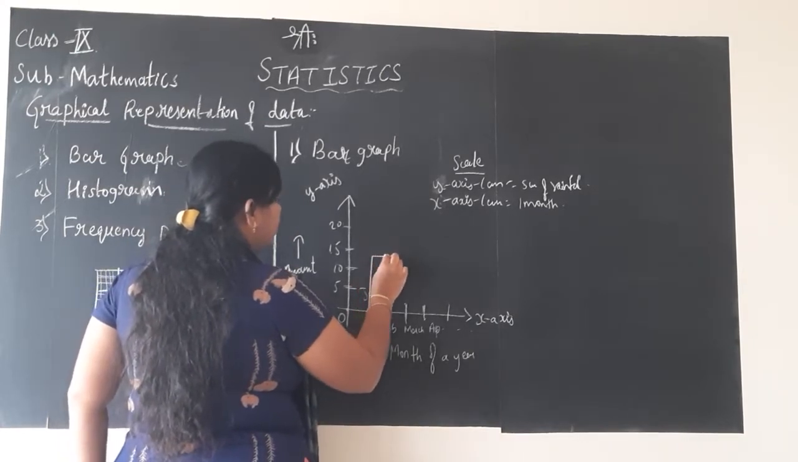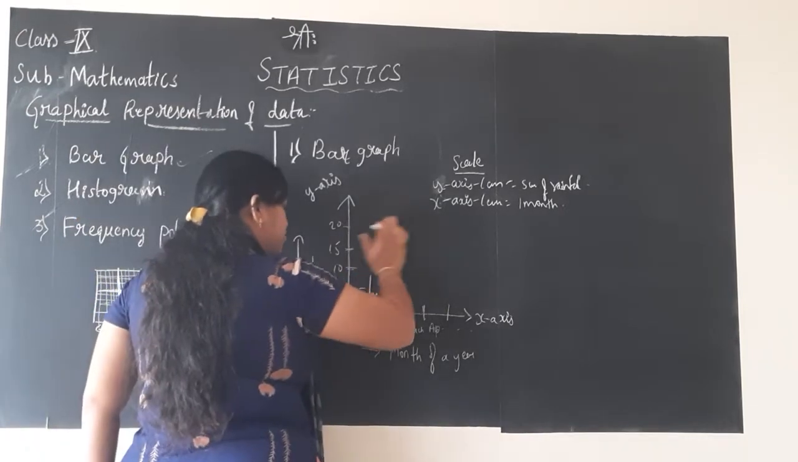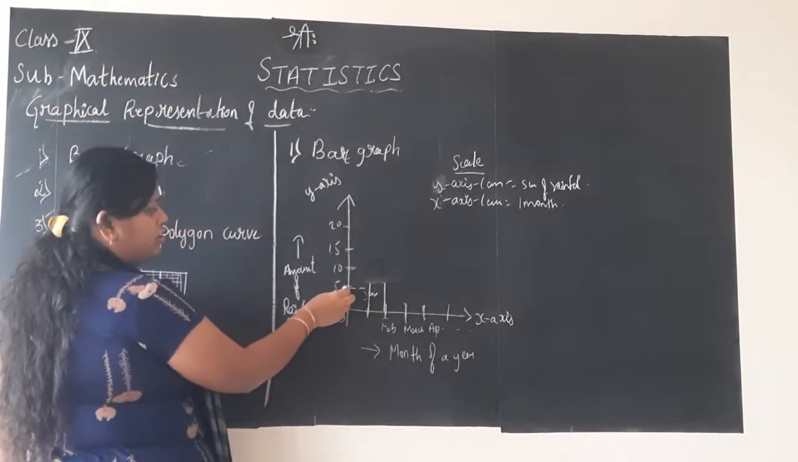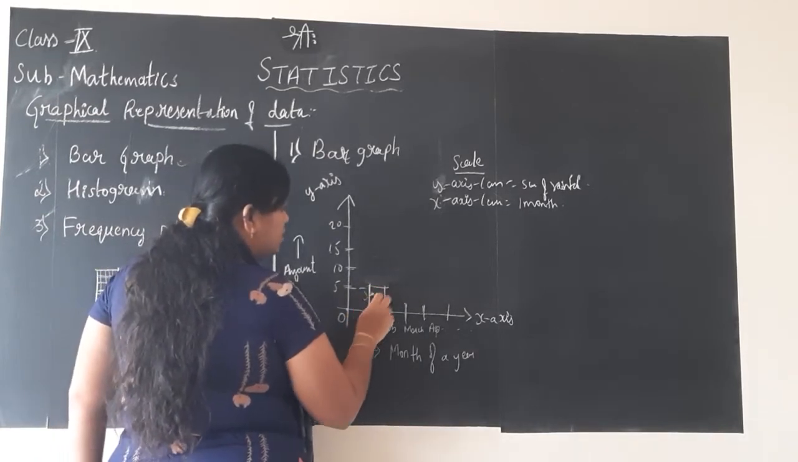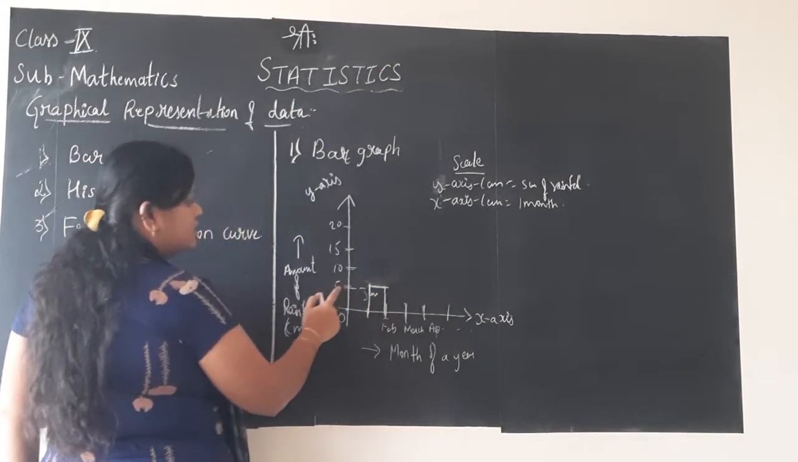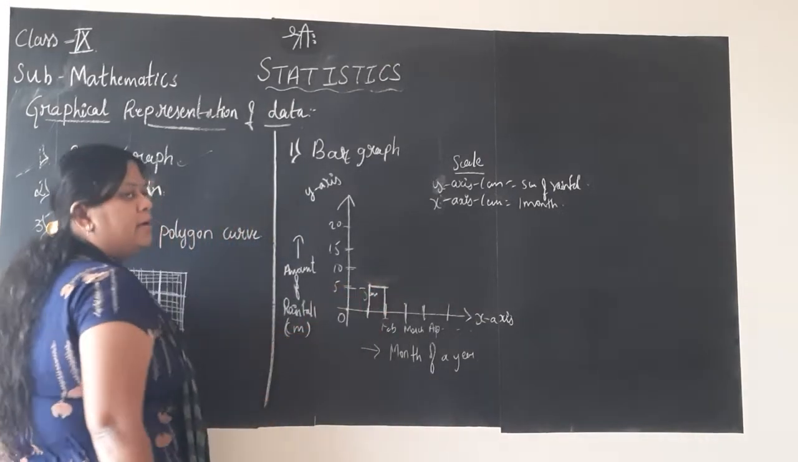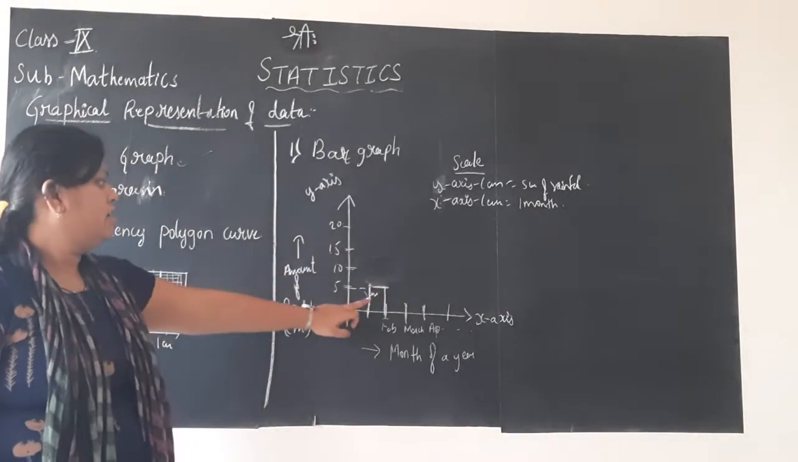January to February, one month span only. Oh, 5 centimeter rainfall, I said. So where is 5 on the y-axis? Here. You will draw the two lines of 1 centimeter width from the x-axis and join them with the help of a scale exactly at 5. That is 1 centimeter, children.